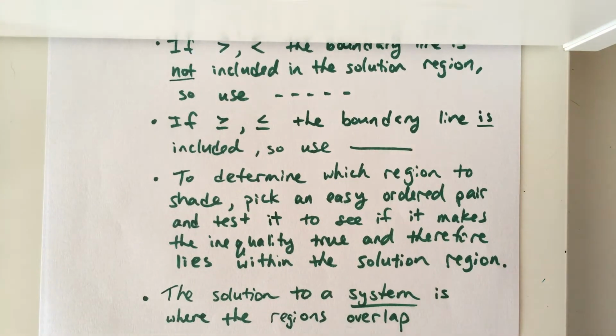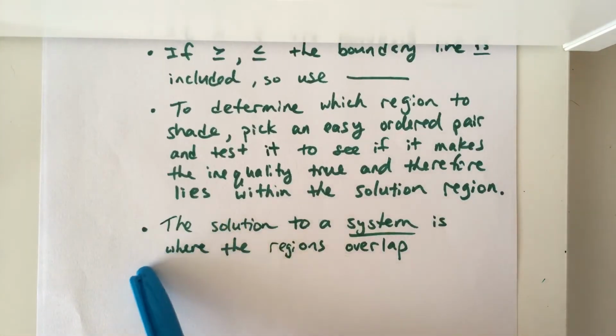Deciding where to shade, there's a couple of different ways to do that depending on the type of equation you're graphing, but a way that will always work is to pick a point in either of the regions and test it into the original equation to see if it works. If it works, that means it is in the solution region and you should shade that region. If it doesn't work, then that would not be included in the solution, so you should not shade that region.